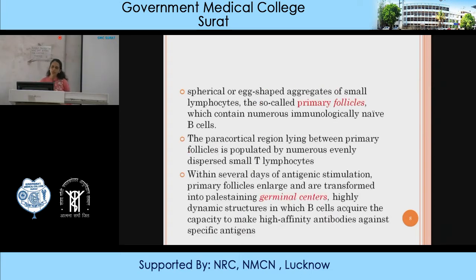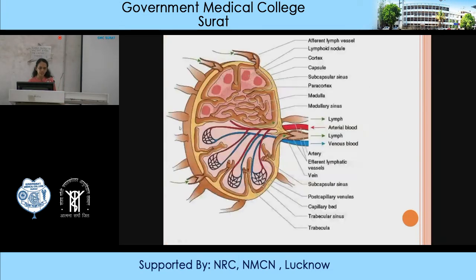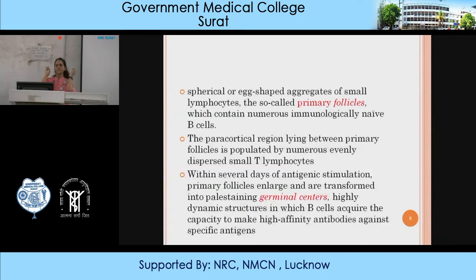Lymph nodes are spherical, bean-shaped, egg-shaped structures where we see aggregates of small lymphocytes, and this collection is also spherical. Like in this figure, you can see this is the lymph node. It has a capsule, a cortical portion, a medullary portion, and these are lymphoid follicles, that means aggregates of lymphocytes. They are known as primary follicles which contain numerous immunologically naive B cells. The paracortical region, which is between the cortex and medulla, has predominantly T lymphocytes.